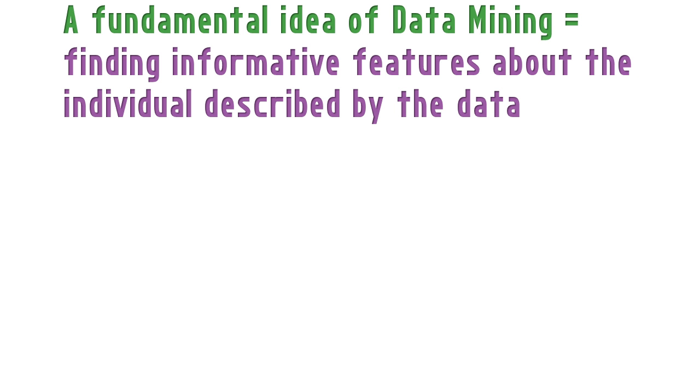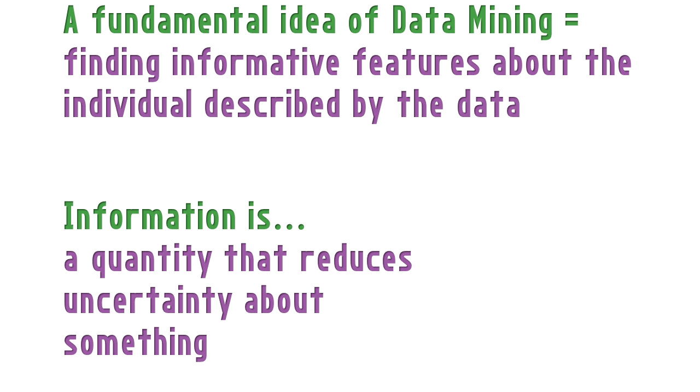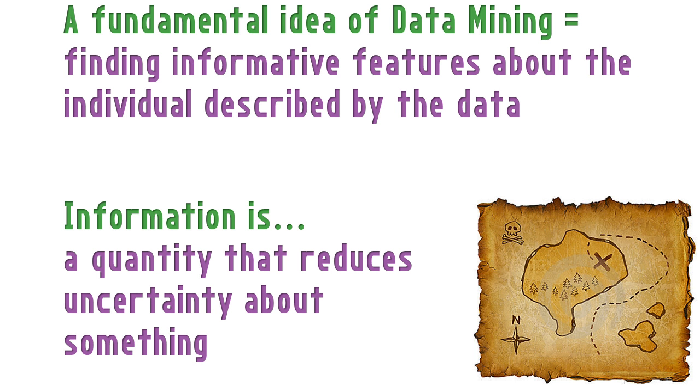What exactly it means to be informative varies among applications, but generally, information is a quantity that reduces uncertainty about something. So, if a pirate gives you information about where he buried his treasure, this doesn't mean that you know for certain where it is. It only means that your uncertainty about its location has been reduced.